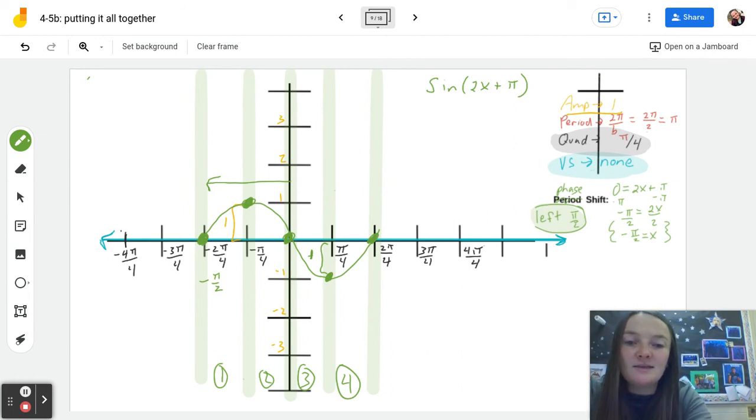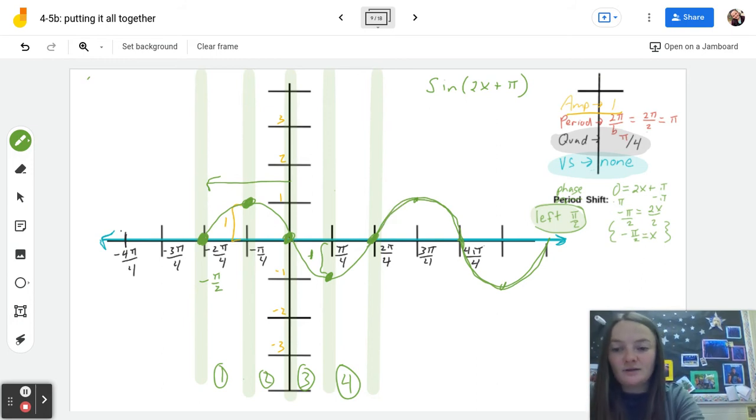So if I want to extend this a little bit so that I have a little bit more information, the pattern would extend like this, okay? So that's our first example. Let's go ahead and move on to our second example.